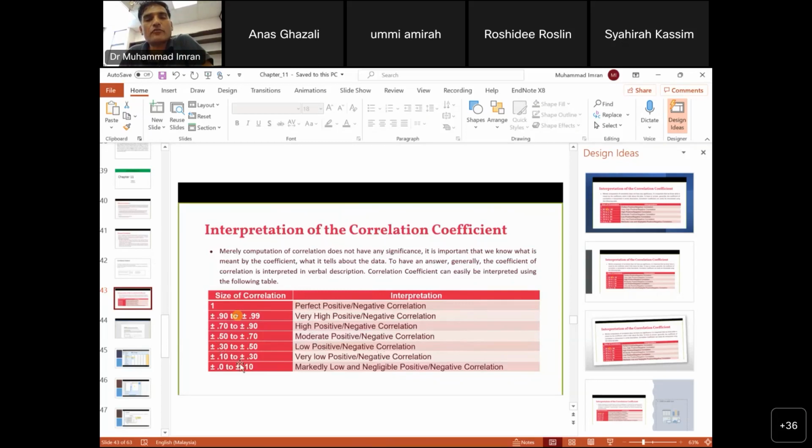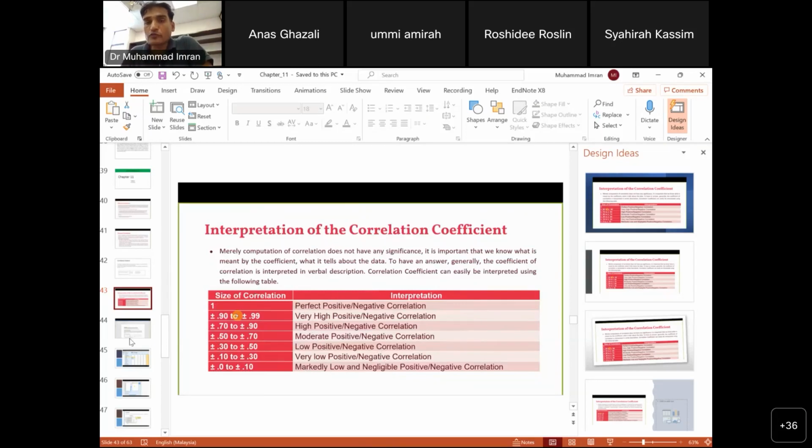0.1 to 0.0, very low. How about the 0.1? One has a 0, another one has a 0.1. Then low, negligible positive, negative correlations. It's been very low relationships. Anyway, this is the further explanation for you.